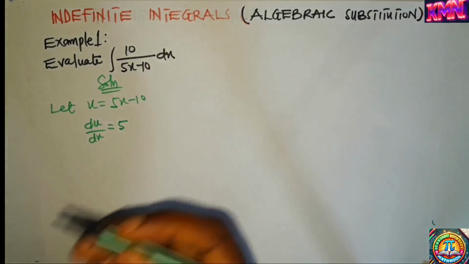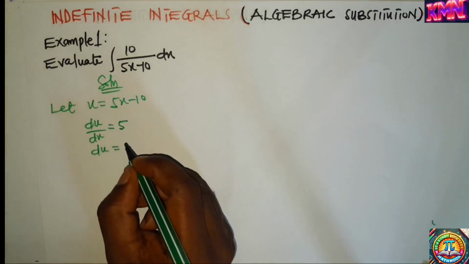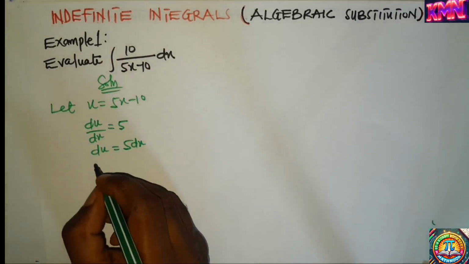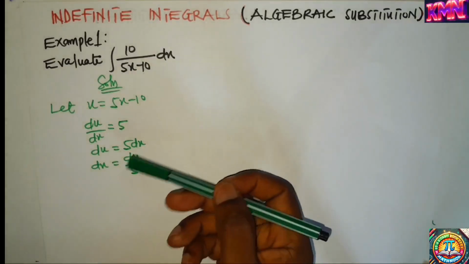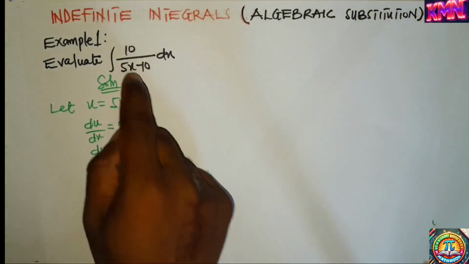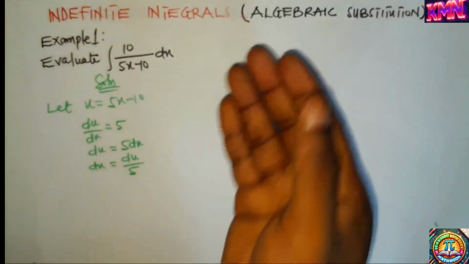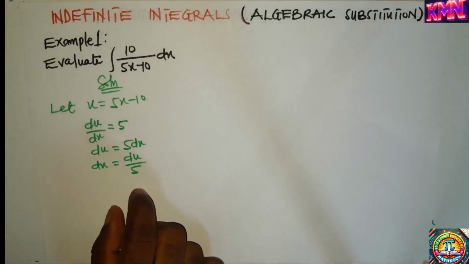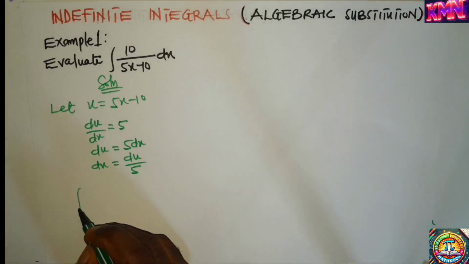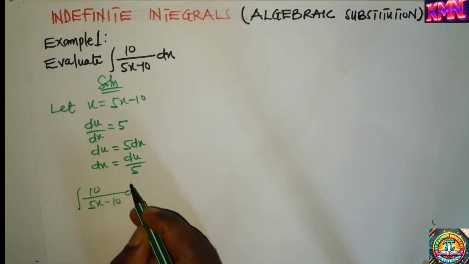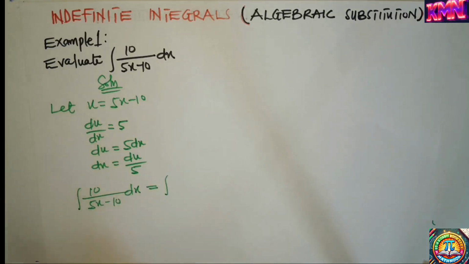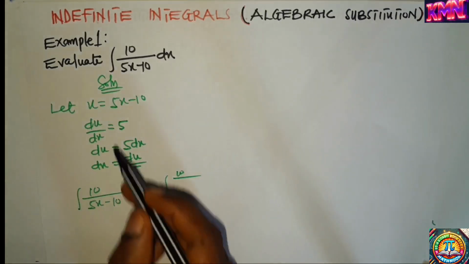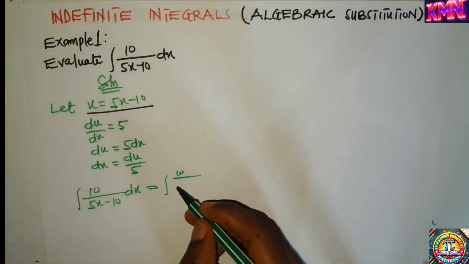Now let's make dx the subject. du equals 5 dx, and hence our dx equals du on 5. The reason why we are doing this is to convert every variable that is in x to another variable u. So at this particular point, we need to rewrite the integral in terms of u. We know that our integral of 10 on 5x minus 10 dx now becomes the integral of 10 on the whole of it, which we said is u.